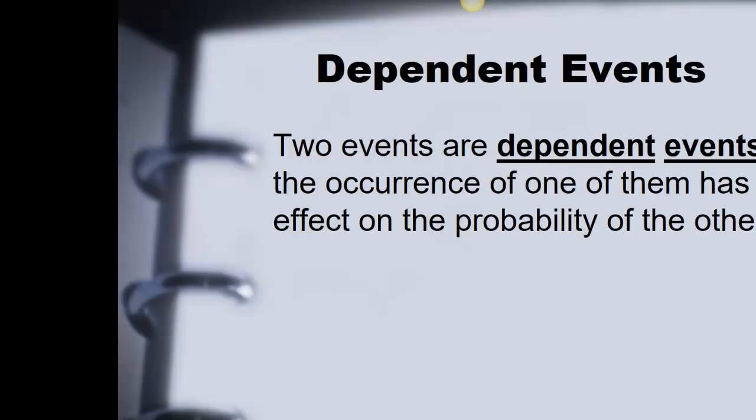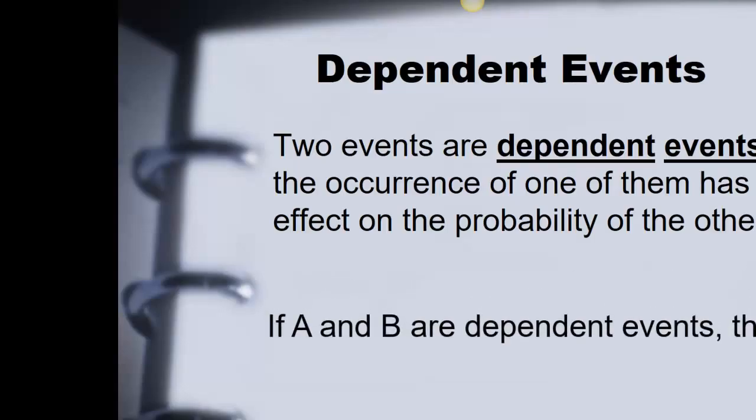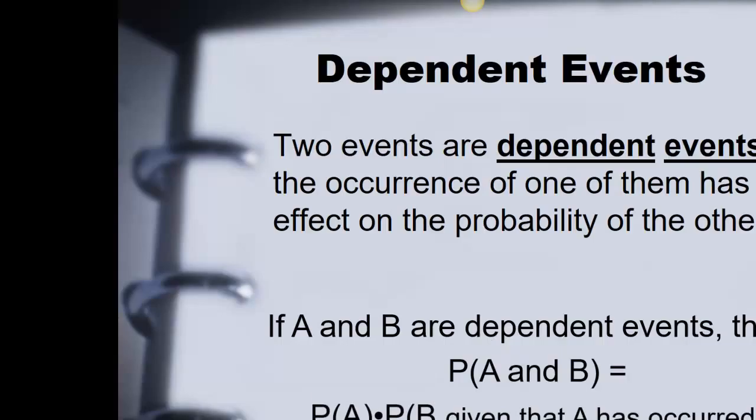Dependent events. 2 events are dependent events if the occurrence of one of them has an effect on the probability of the other. If A and B are dependent events, then P of A and B is equal to, and this is the formula, P of A times P of B, given that A has occurred. So A has to occur here.